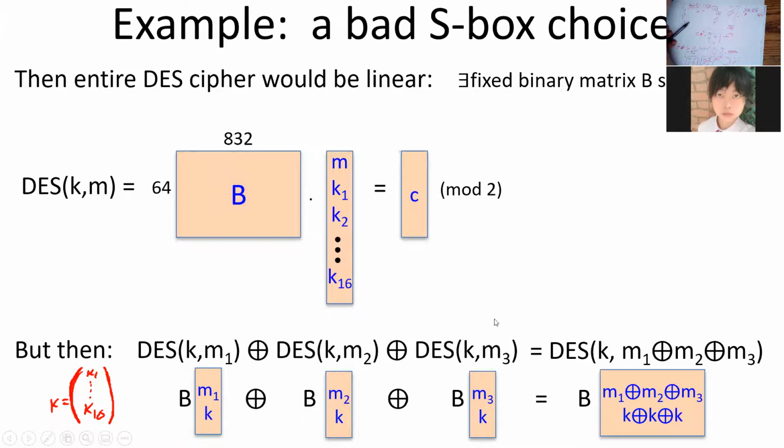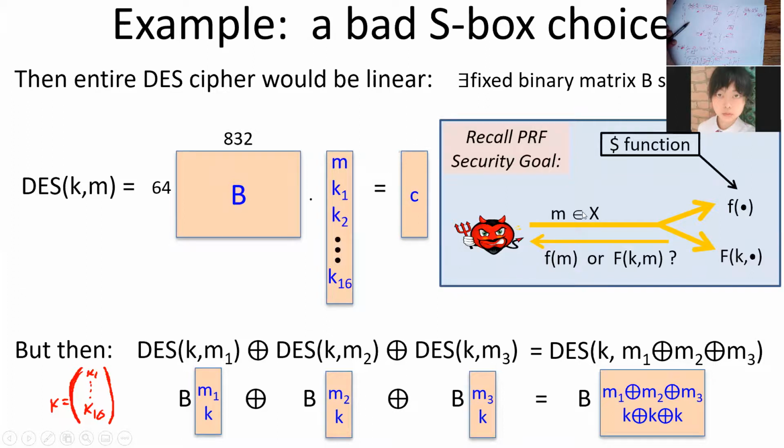Okay. So we know one thing, right. So what's the attacker? He specifies M1, M2, M3, and M4, where M4 is the XOR between M1, M2, M3. And if the outputs of this challenger satisfy this constraint, then he knows that he's talking to an instance of DES. And if they don't, then he thinks that this is a random function. So it's a very efficient attack.